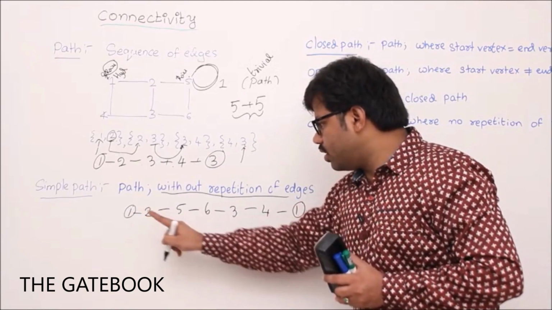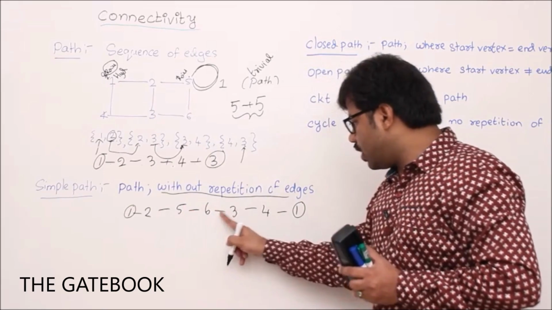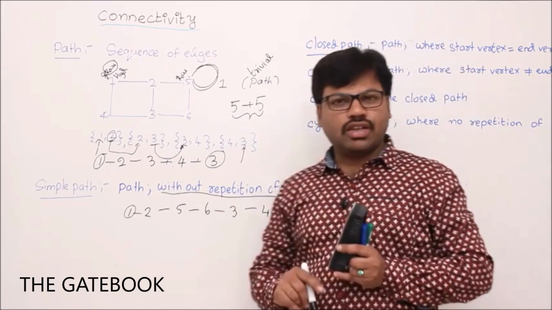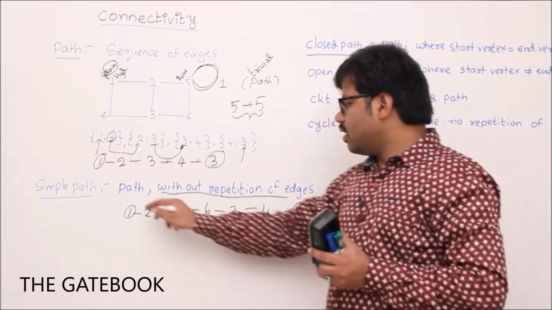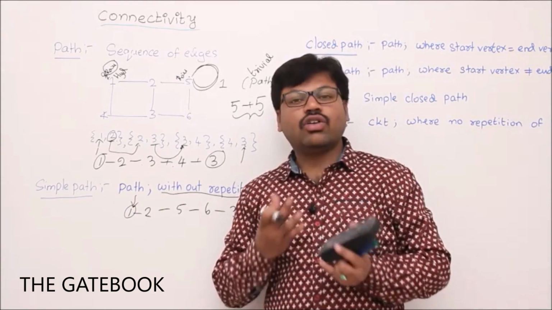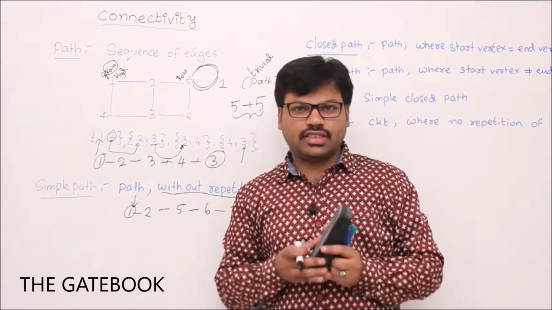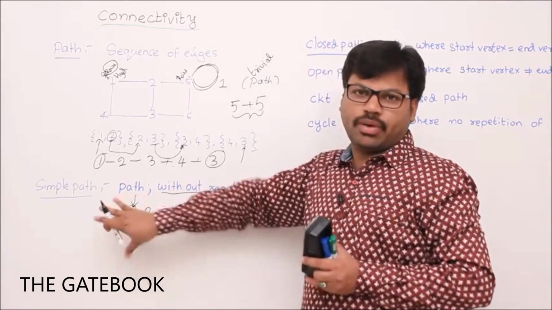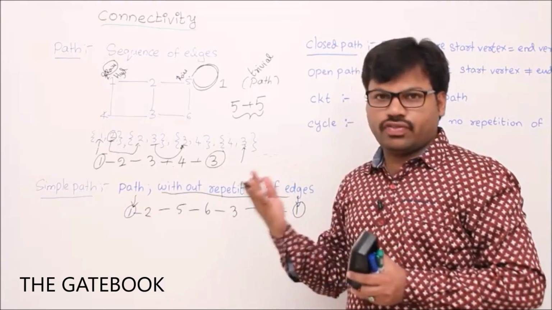This is the 1 to 2 edge, 2 to 5, 5 to 6, 6 to 3, 3 to 4, 4 to 1. No repetition of edges. Some students say that, sir, you are repeating here. I am repeating vertices, not edges, isn't it? Don't get confused between vertices and edges. That's why this is still a simple path. You can have a lot of such paths.